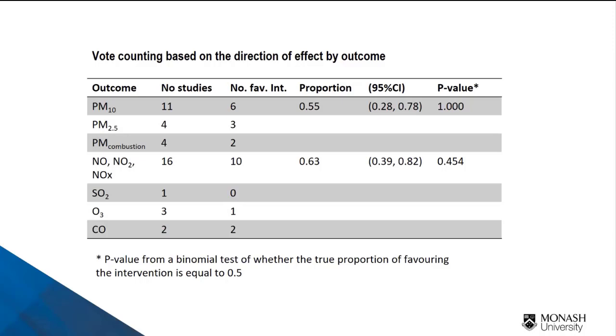Now, here we've restricted to looking at only outcomes that have enough studies for it to be reasonable to even have an estimate of this proportion. And we can see here from the vote counting based on the direction of effect by outcome, the p-values are quite high there.